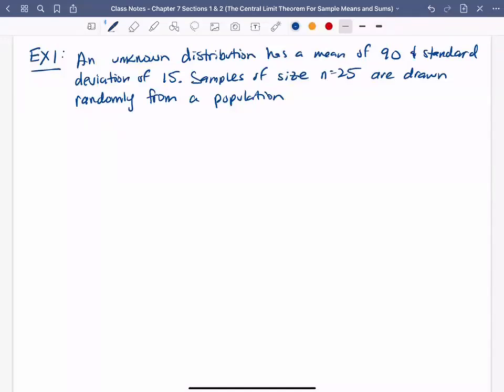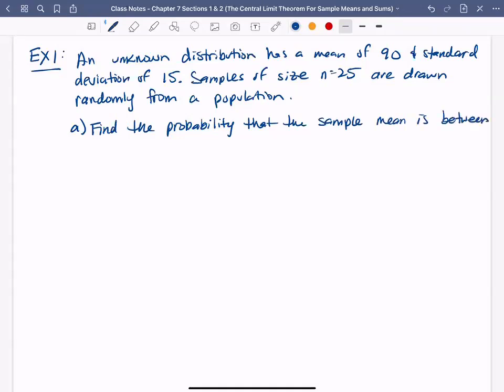So what this states is, as we keep growing these sample sizes, it's going to start forming a normal distribution. So A, find the probability that the sample mean is between 85 and 92.